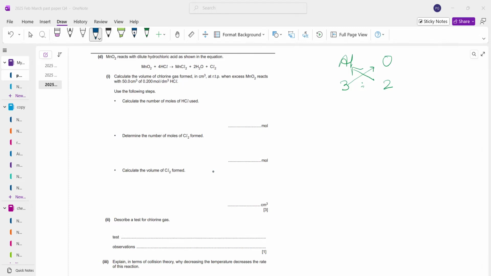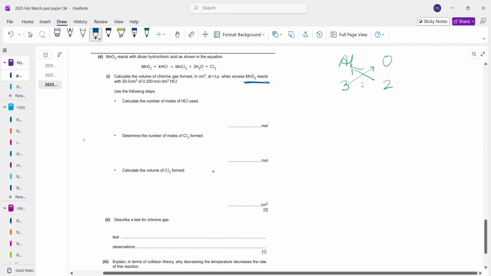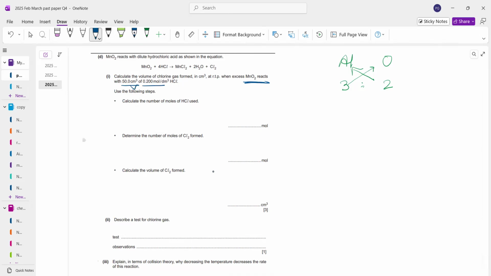For the D part of this question, manganese oxide reacts with dilute HCl as shown in the equation. Calculate the volume of chlorine gas formed at RTP when excess of MnO2 reacts with this much volume and this much concentration of HCl. Please note whatever is given. We have been given that MnO2 is in excess, so it's not the limiting reactant. It means HCl is the limiting reactant. The volume and concentration of HCl is given.